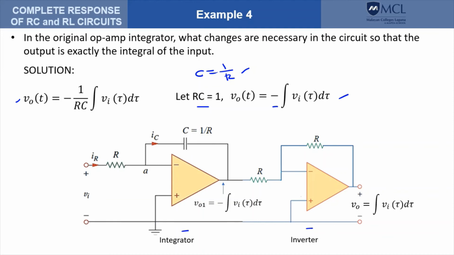So in the integrator, C is equal to 1 over R, and that should give us an output that will look like this. Then we pass this output to an inverting amplifier that has these values that are equal, and that should give us a perfect result, which is the integral of the input.